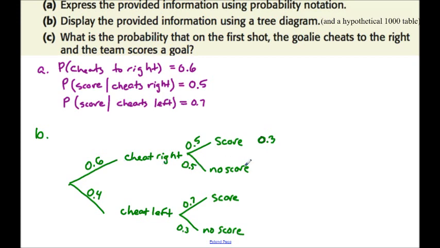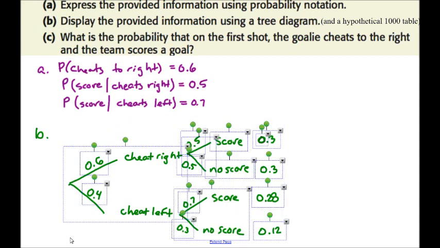Again, 0.6 times 0.5, 0.3 here. Here it's 0.4 times 0.7. That'd be 0.28. And then 0.4 times 0.3, that would be 0.12. Now these all have to add up to 100% or one whole. So that would be 0.6. Those add up to 0.4. It looks like it works out. Okay? Let me shrink all that down.